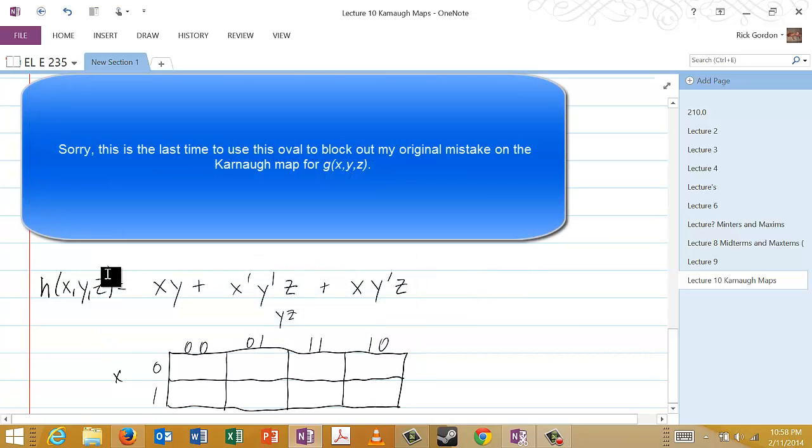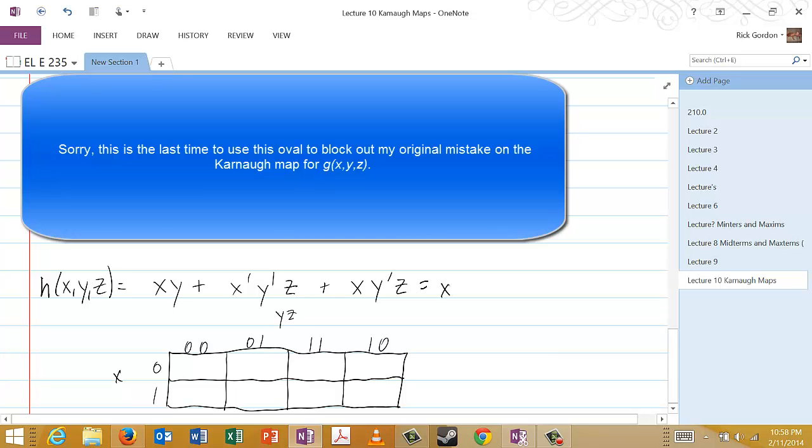But in this case, for h, we do not have a minterm expansion. And therefore there's a question. Well, how many ones will we have in the Karnaugh map in this case? Now, I hope that you will immediately realize that one way of solving this problem is the following. We can get a minterm expansion. And of course, to do so is very easy.